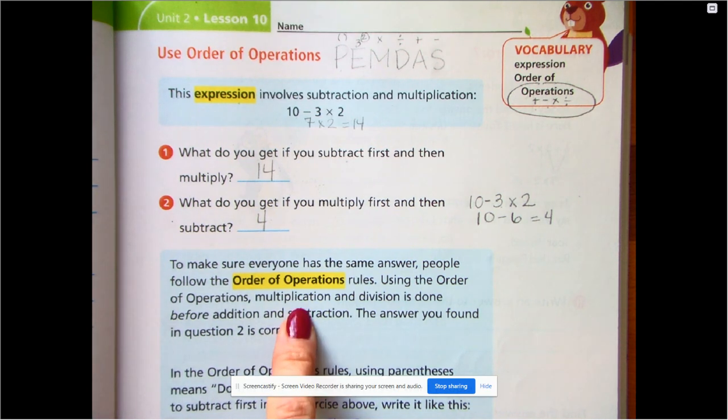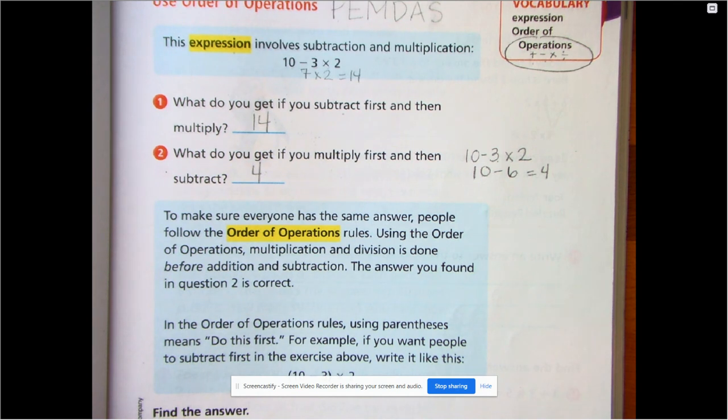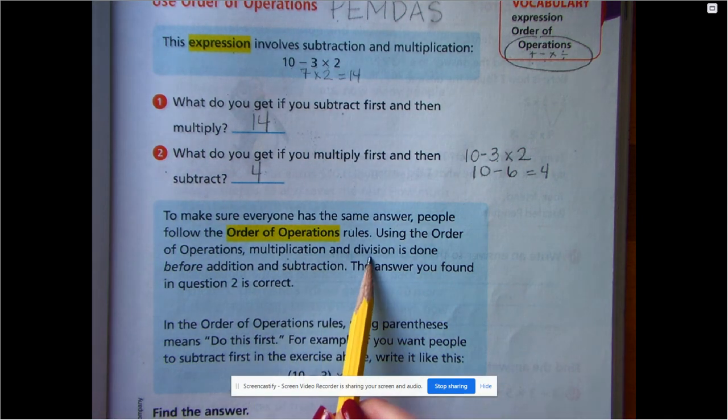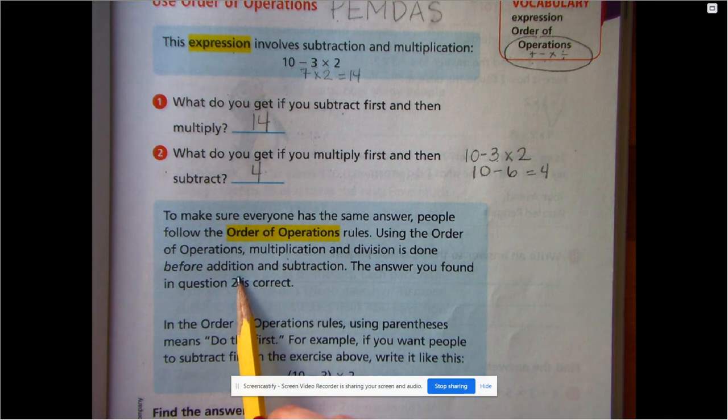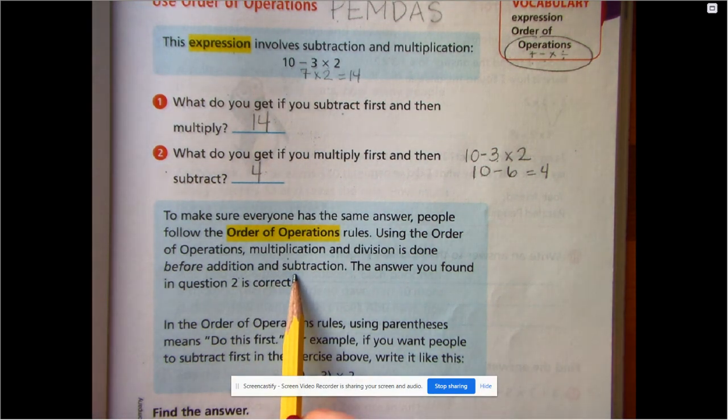So to make sure that everybody in the world gets the same answer, we have to follow this order of operations. It's a rule, okay? So doing that, whether you're in the United States or you're in China or you're in Australia or you're in Canada, everybody knows that we have to do it in a specific order. That way, we all get the right and the correct answer, okay? What the rule tells us is that we have to multiply and divide before we add or subtract. So multiply or divide before we add or subtract.